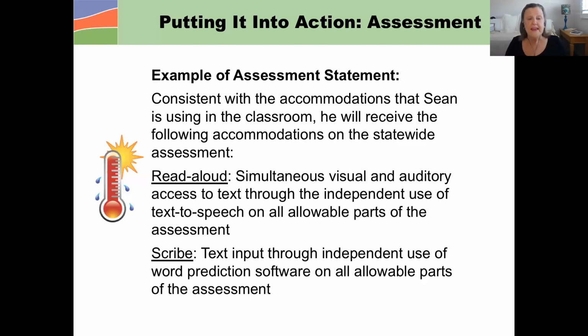And then he is going to scribe, but again, in an independent way, not dictating to a scribe, but text input through independent use of word prediction software on all allowable parts of the assessment. And I will tell you that there's a lot of discussion and a lot of forward movement, at least the conversation moving along quite well, about really looking at how classroom use and assessment fit together.